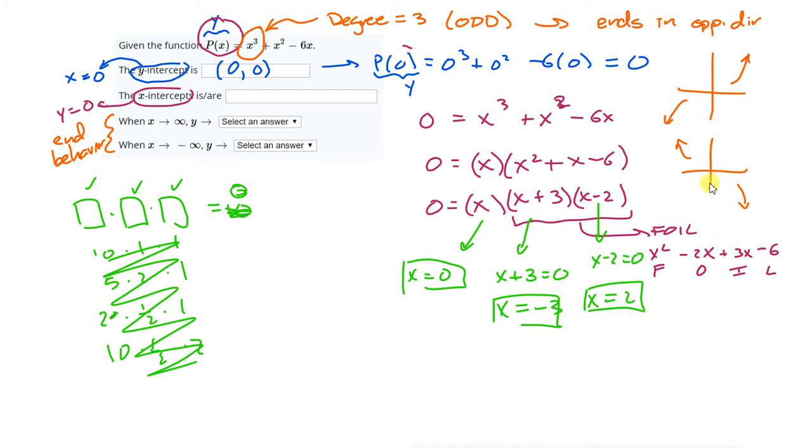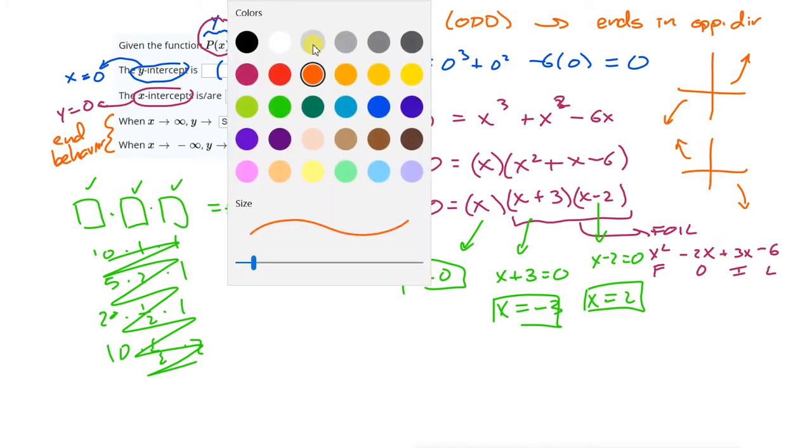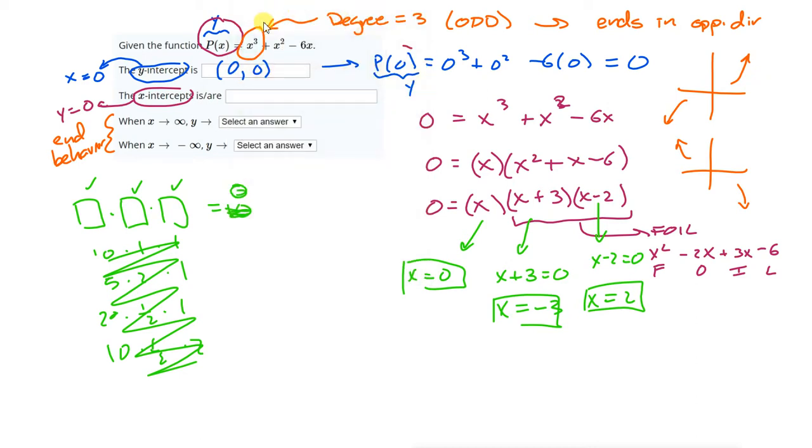Which one is it? It depends on the sign of the leading coefficient, like we said before. In this case, the sign of the leading coefficient is positive. That's a positive 1. The sign of the leading coefficient tells you what happens when you move to the right. That means I go up to the right. So if I'm going up to the right, I have to go down to the left. So this is my scenario.